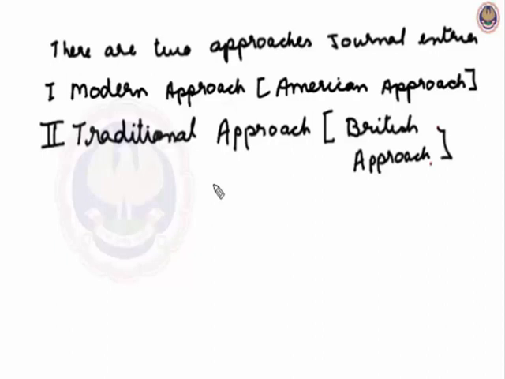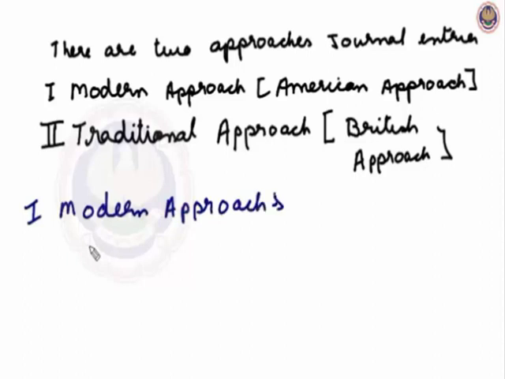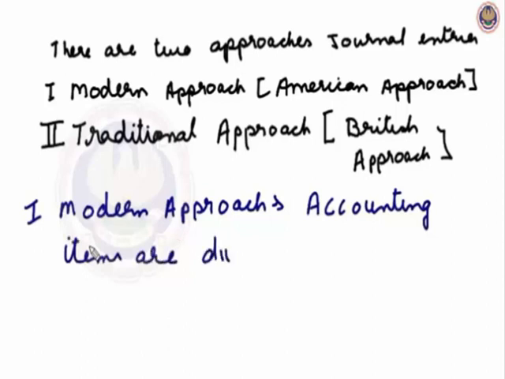These two approaches are used with the help of which we can pass all the journal entries. So firstly, we will discuss the modern approach. As per the modern approach, all the accounting items are divided in 5 ways.